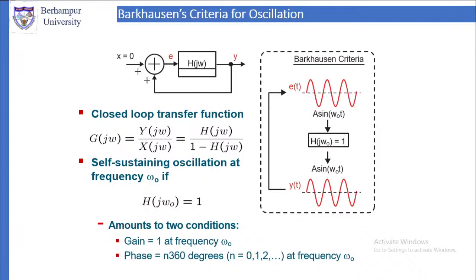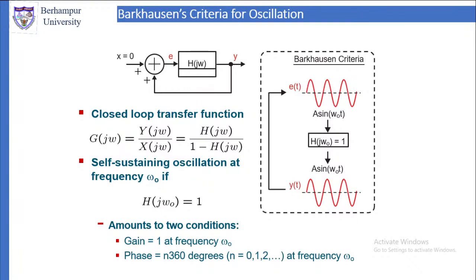The signal will grow, which means there will be oscillation. Now you can do that by finding out what is the gain or the closed loop transfer function. Find out what is the closed loop transfer function of the circuit. That will be Y by X, Y upon X. Now what will be Y upon X? Y upon X will be H divided by 1 minus H.